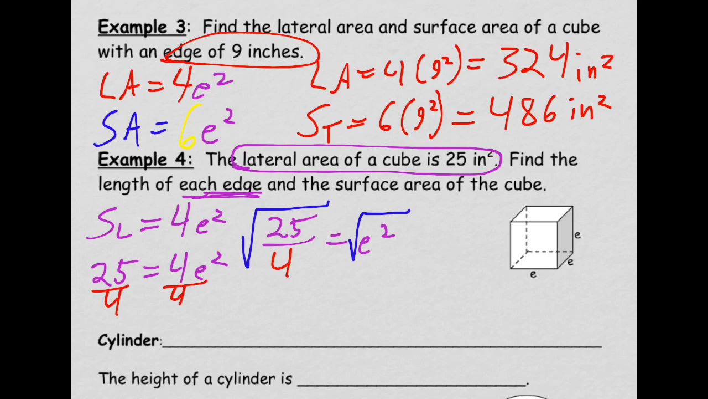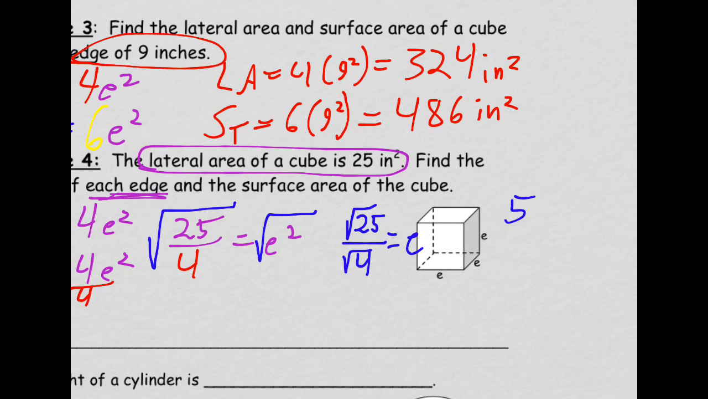Now what do I do when I'm square rooting a fraction? Does anybody remember? What's that? Yeah, exactly. I can take the radical of both of these guys. So this turns into radical 25 over radical 4 equal to e. What is the square root of 25? 5. What's the square root of 4? 2. So each of these edges equals 5 over 2. And now if I wanted to take the surface area of the cube, that would be total surface area. That's just 6 times 5 over 2 squared.